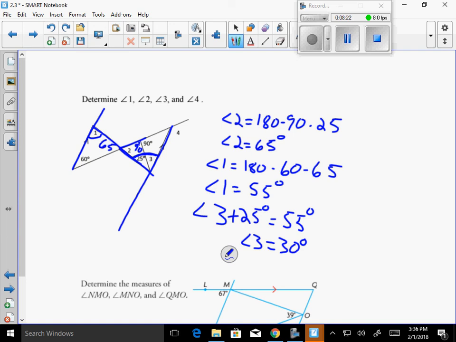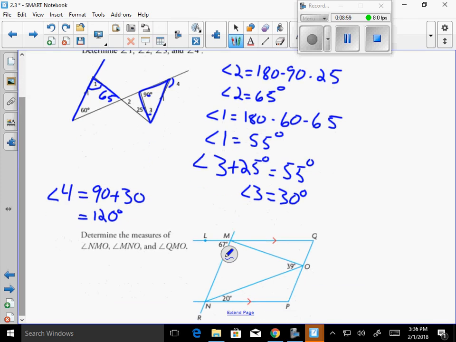Now that I have angle 3, I can solve for angle 4. I'm just going to erase some of my mess here. Angle 4 is an exterior angle of this triangle here. So that means if I add up these two angles here, I'm going to get angle 4. So I know angle 4 equals 90 degrees plus 30 degrees. So angle 4 equals 120 degrees. All right. Next one.